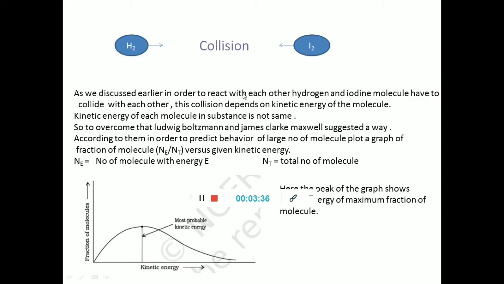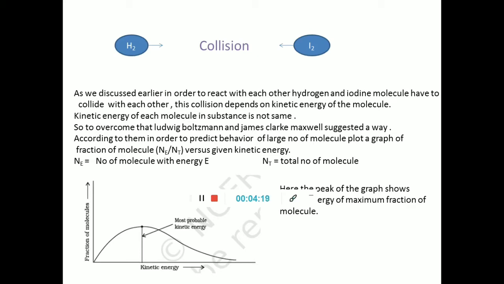Now we saw that H2 and I2 molecules will have to collide with each other in order to react. Suppose we have 5 grams of H2 and 5 grams of I2; in that, a large number of molecules will be there. Now each molecule has different kinetic energy, so they will collide in different manner. So we can't derive the exact kinetic energy of each and every molecule here.